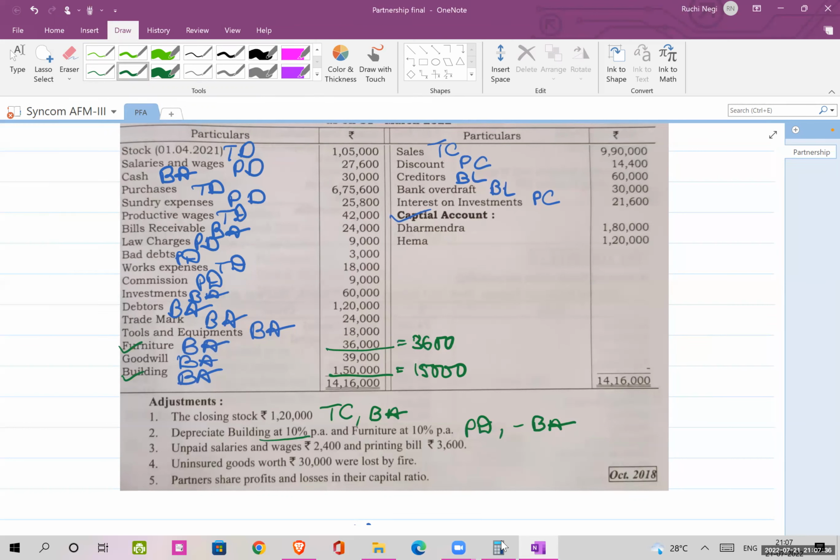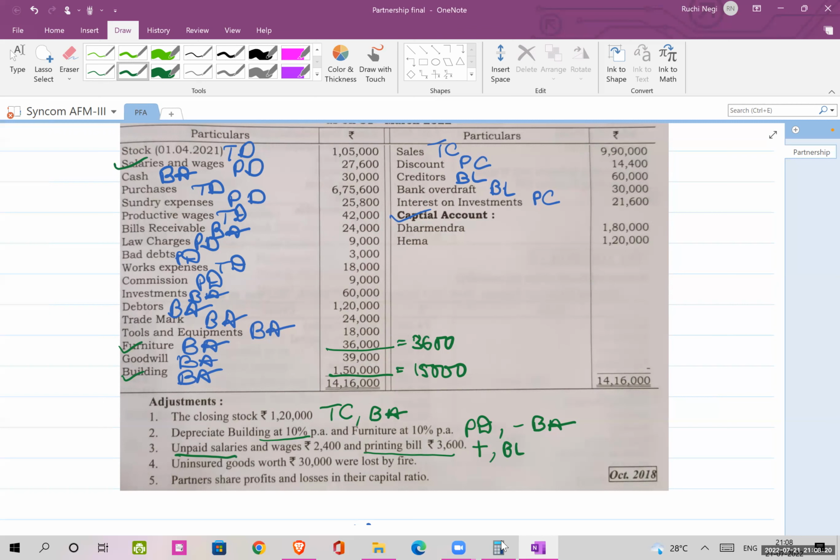Then unpaid salary and wages and printing bill. These are unpaid, and unpaid means outstanding. So outstanding has two effects. One, it will be added to the concerned expense, and second, balance sheet liability. So let's put a tick mark to salaries and wages and also to printing and stationery. Let's see where is printing and stationery. There is no printing bill in this question. So it's okay, we will show it in P&L debit. Is that clear? We will show it in P&L debit because its two effects have to be shown. Printing bill is not given over here, so we will show it as a separate head in the P&L account.